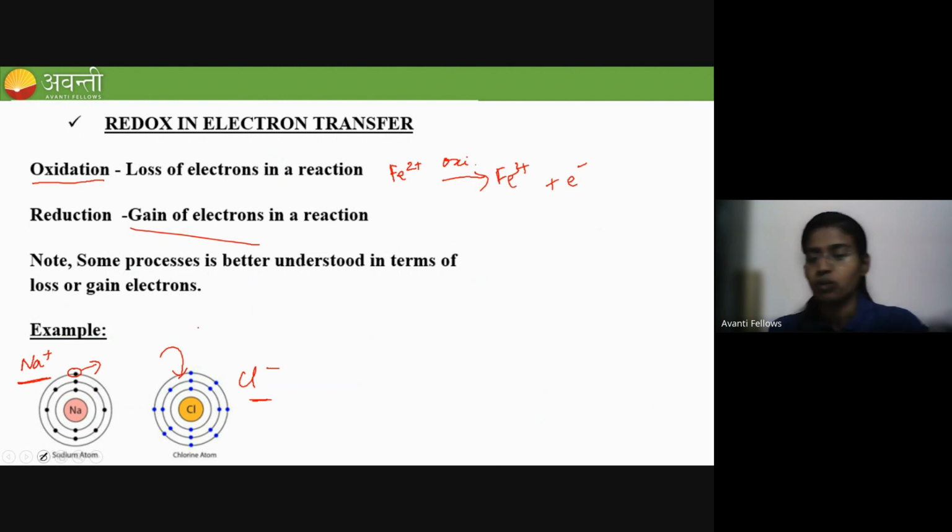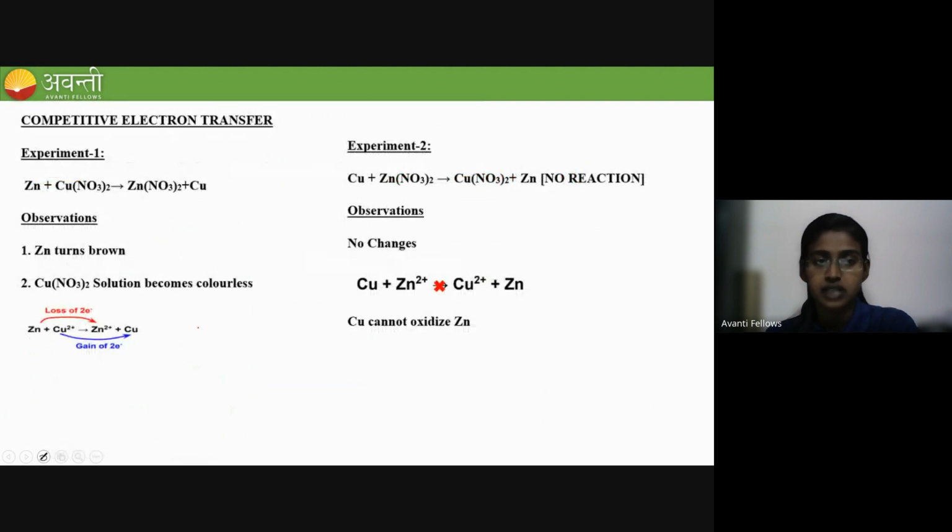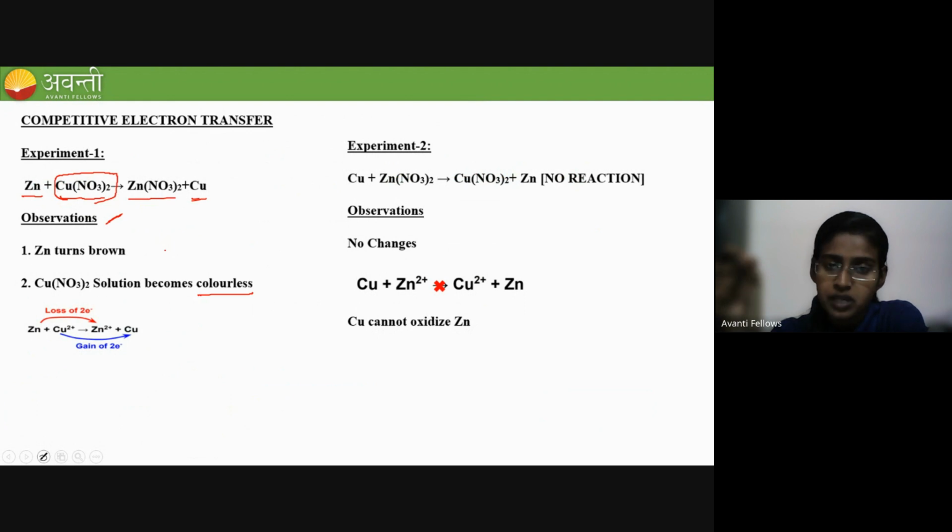Now, moving to the third topic, competitive electron transfer. You studied all these yesterday. Scientists have done 3 experiments. In experiment 1, a scientist took a zinc rod and dipped it into copper nitrate solution. A reaction occurs and zinc nitrate is formed, and the copper is there. The observations made in this reaction are that the zinc rod turns brown and the copper nitrate solution turns colorless. This color change denotes that a reaction is happening inside the container.